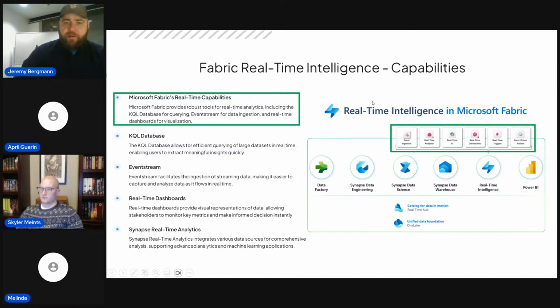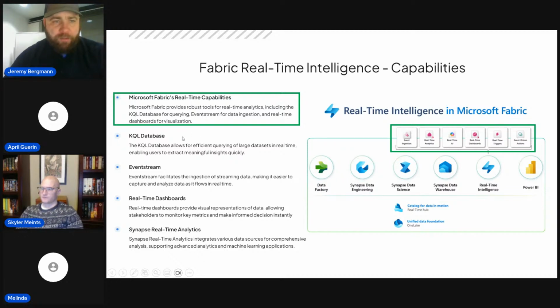So the Fabric's real-time intelligence capabilities, I have this image here. You have the different capabilities like event ingestion, real-time analytics, real-time dashboards, real-time AI, which has some real-time AI capabilities and decision-making, and you have real-time triggers. So you have event-driven actions and triggers you can create based on certain criteria. So those are the different capabilities.